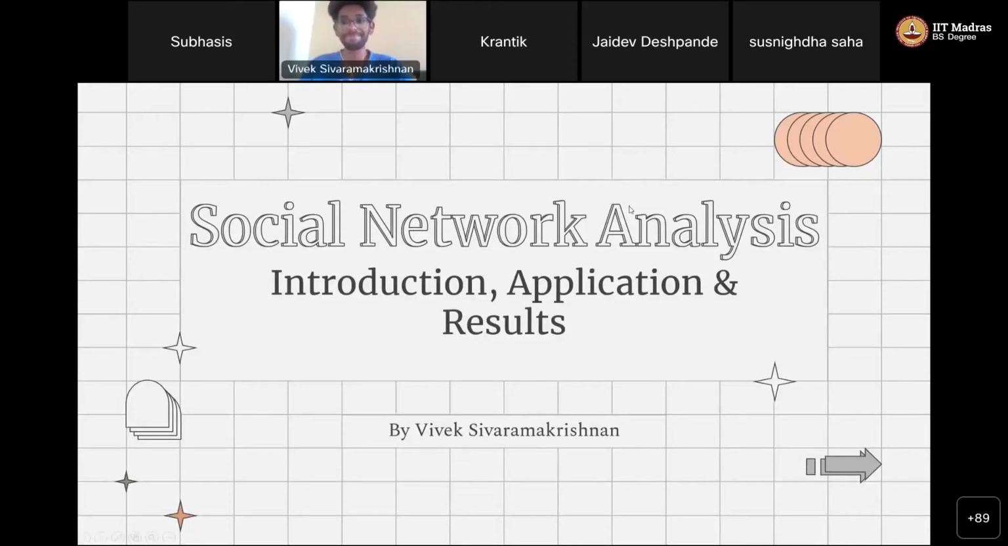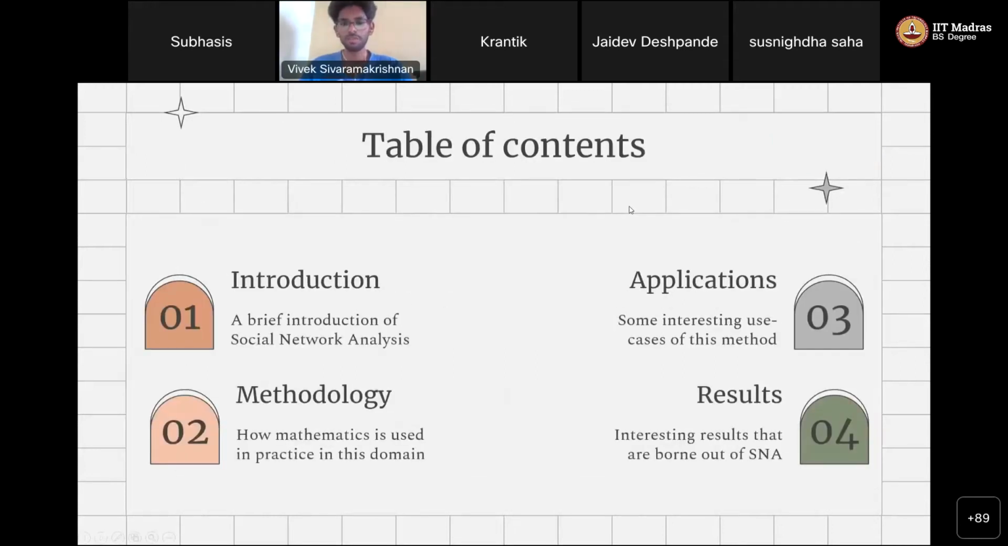Okay. So we'll have a brief introduction of social network analysis, the methodology, as in how social networks are actually abstractified for analysis. We'll be going through some interesting applications and use cases of this method, and also some very interesting results that are born out of this domain.